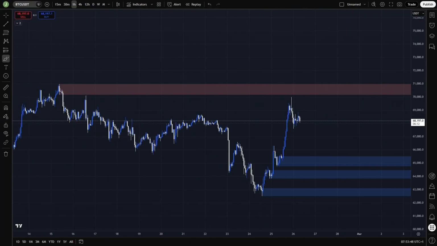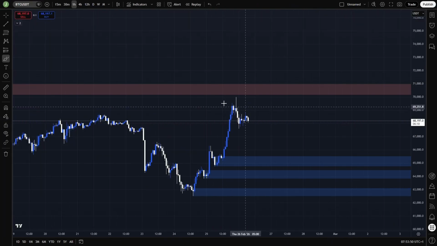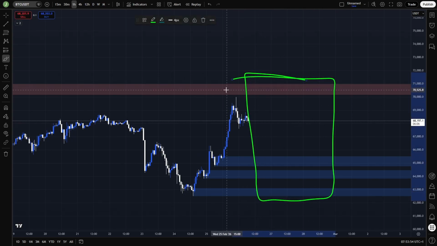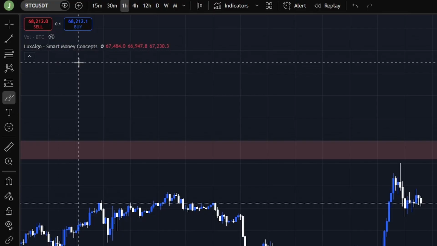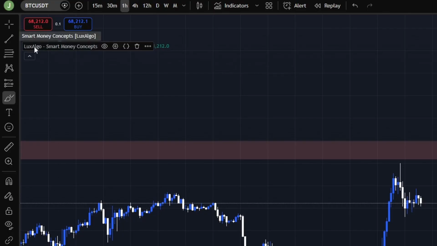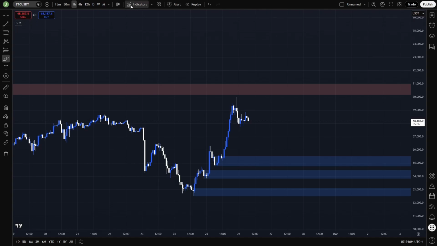Let's start with the most important thing, and that is how you can identify these order block areas. Well, I am using an indicator for this. This indicator is called LuxAlgo Smart Money Concept, and you can simply add it to your indicators here in TradingView.